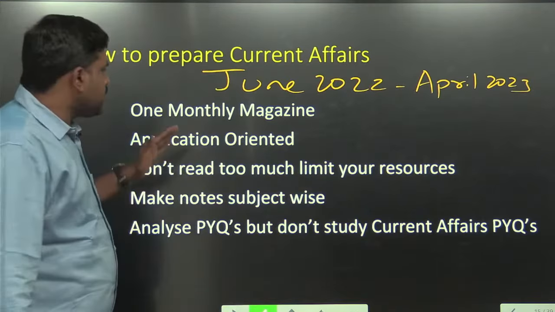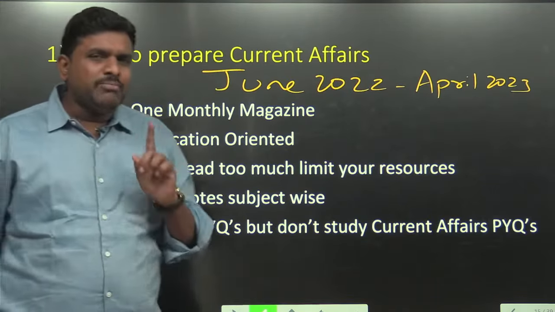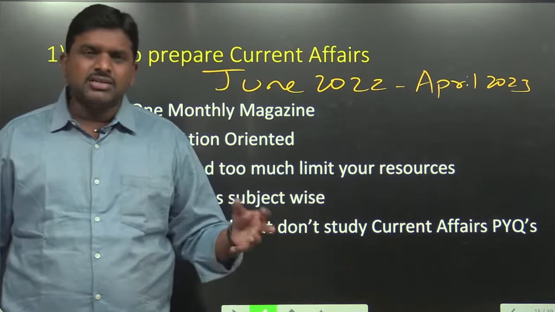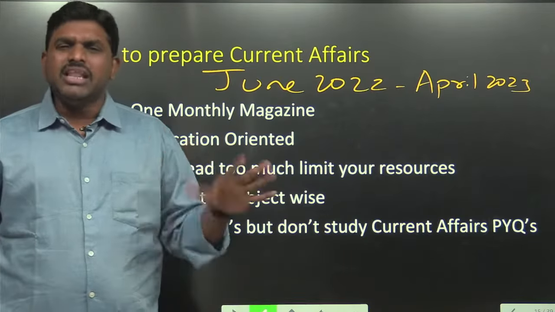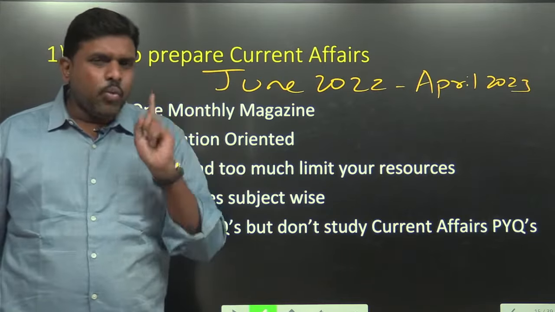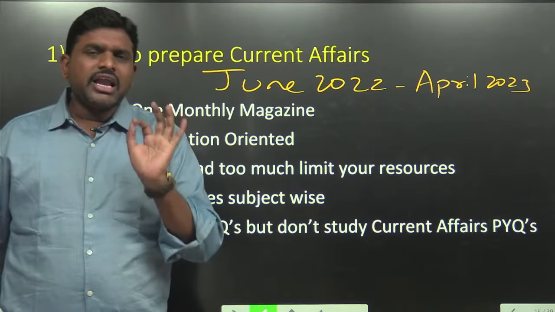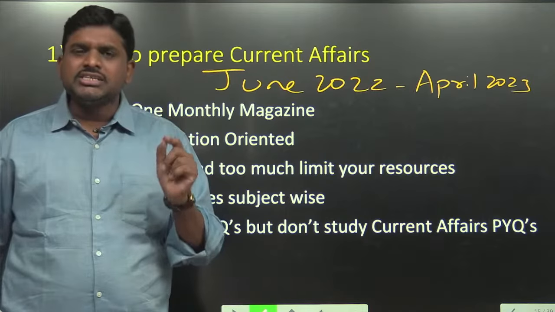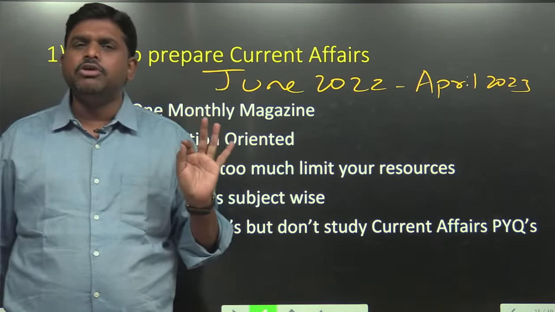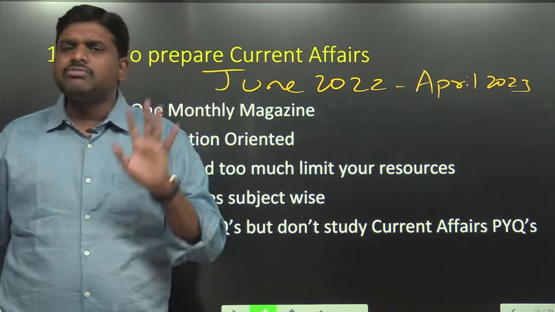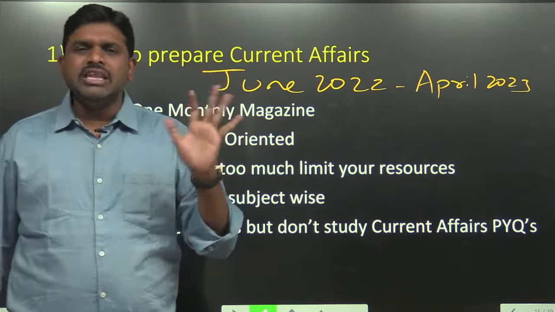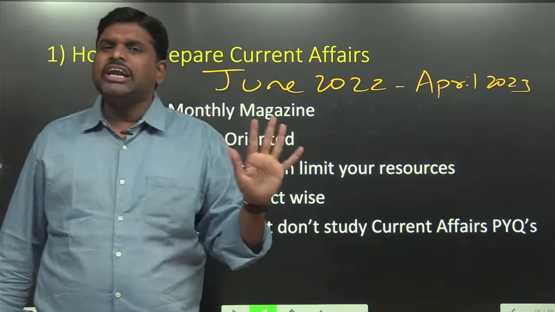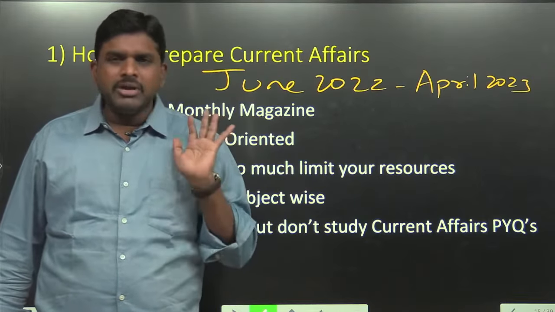How to do, sir? Number 1, take any one monthly magazine. It can be Vishnu IAS, or Vision IAS, or Vajiram, it can be anything else. Any one academy's current affairs material you follow. Vishnu IAS monthly GS current affairs material is available on the website www.vishnuias.com. You can find monthly magazines of the last 3 years. Any academy's monthly magazines, only one you follow. Don't read multiple. If you read multiple, you will be confused.